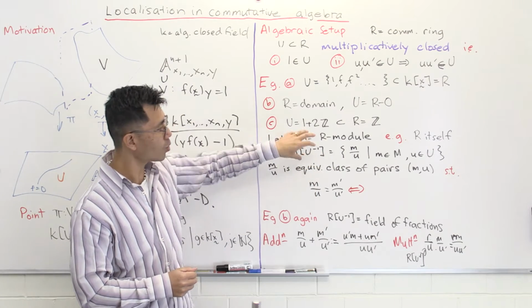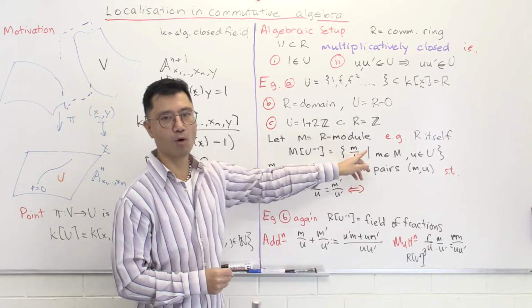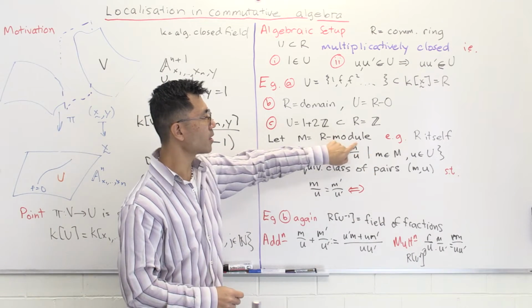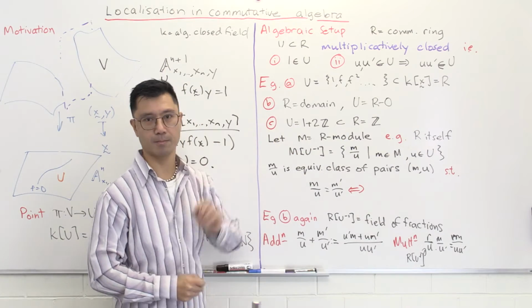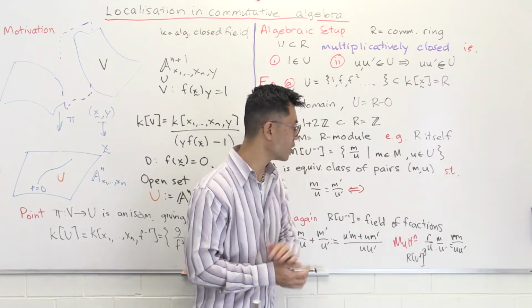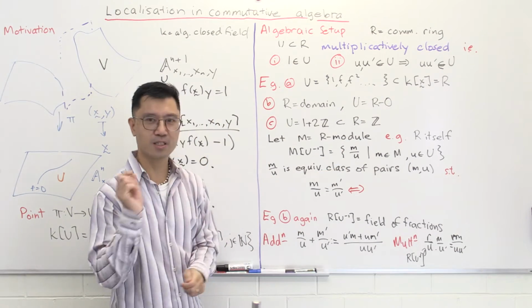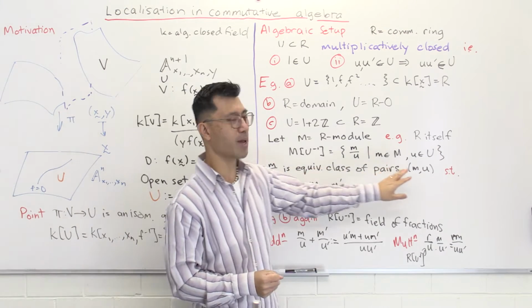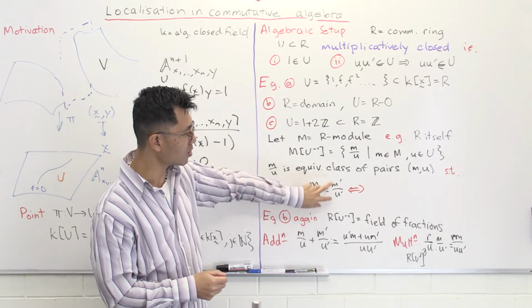At the moment, I just want to tell you what this set is. As a set, it's just the set of all fractions, m over u, where little m in the numerator comes from the module, and the denominator comes from U, which is inside the ring, and it's just some fixed multiplicatively closed set. And what is a fraction? I haven't defined what a fraction is, so I need to define it. Essentially, a fraction is an equivalence class of pairs, m comma u. And what is the equivalence class? When are two of these fractions the same?